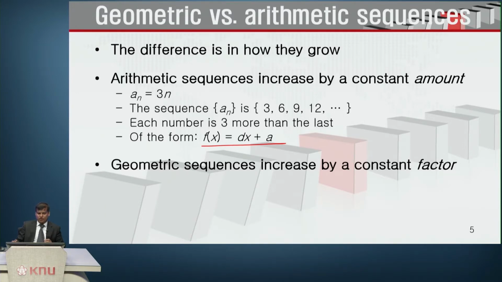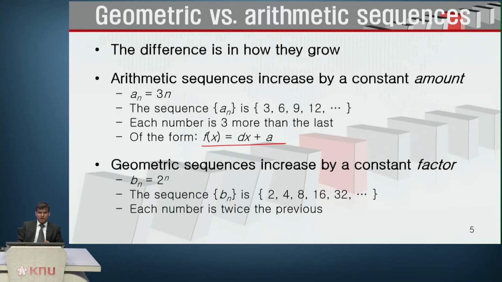You can have the same line of thought for the geometric sequence, whereas in a geometric sequence it increases by a constant factor. So we have seen b sub n equals 2 power n, where you got the sequence 2, 4, 8, 16, 32, and you can see here that each number is twice the previous number. In other words, f of x equals a times r power x. As you put the value for x to be 1, 2, 3 and so on, you get this sequence growing. Yes, that's a geometric sequence.